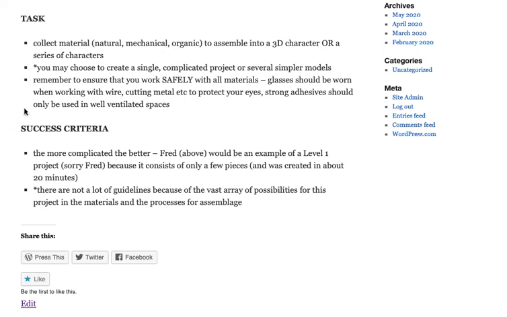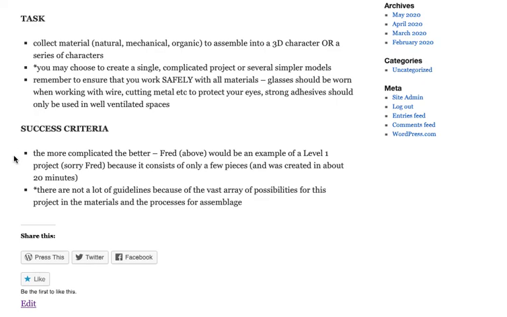Just remember to ensure that you work safely with whatever materials you're using. So I wore glasses the whole time because of the wire moving around. I also was cutting into tin cans, into metal, so always make sure to protect your eyes. And if you're using any strong adhesives like really strong glues, make sure that it's in a well-ventilated space. You don't want to be breathing in those fumes.